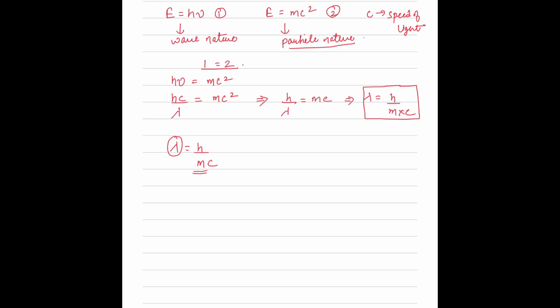One more thing is there. We know that momentum p is basically mass into velocity v. And since here we are talking about photons, and photons generally have the speed of light, their velocity v is written as c. So this equation also turns out to be lambda is equal to h upon p, where p is momentum.